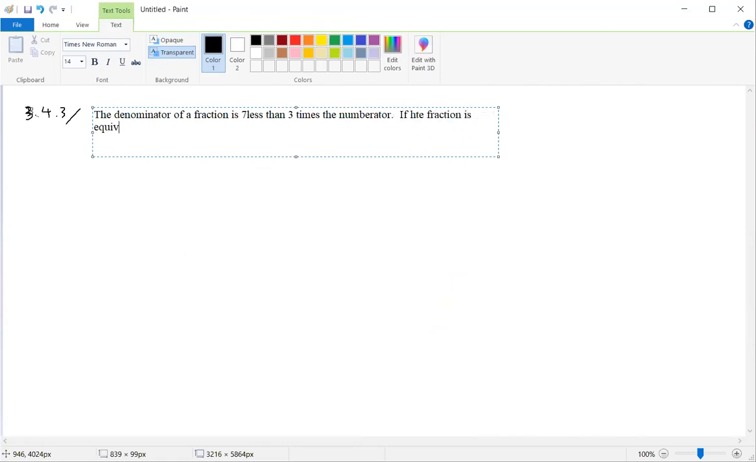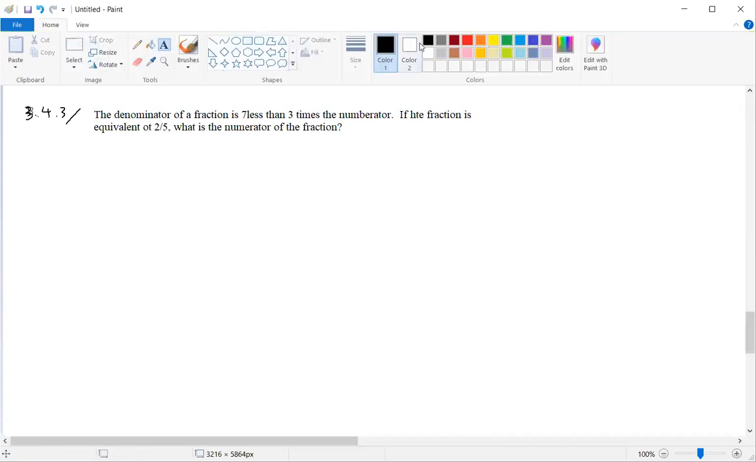Equivalent to 2/5. What is the numerator of the fraction? Numerator. Okay, so here again, what do we want? I want the numerator. Let x be that.